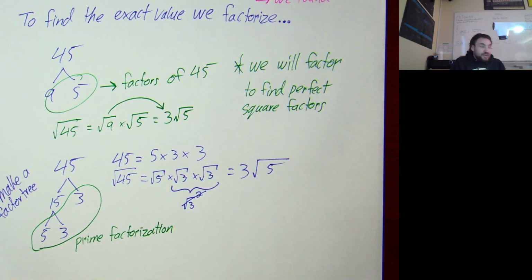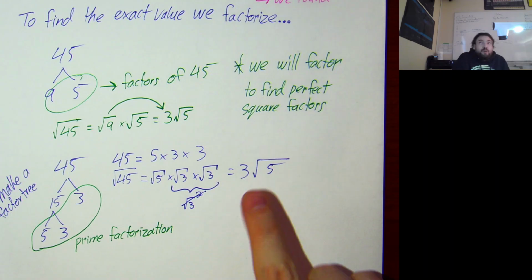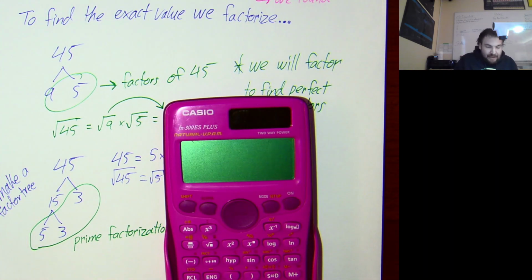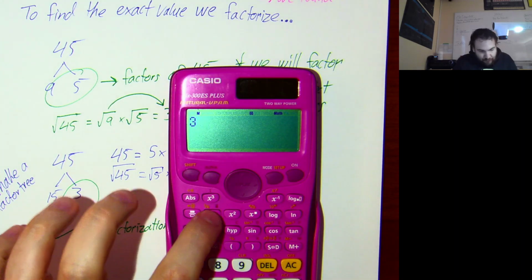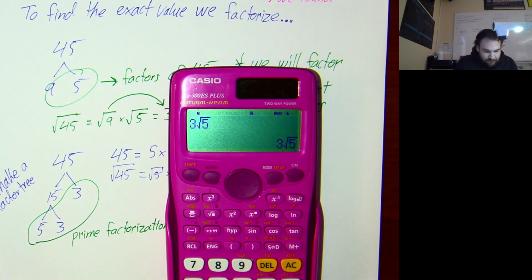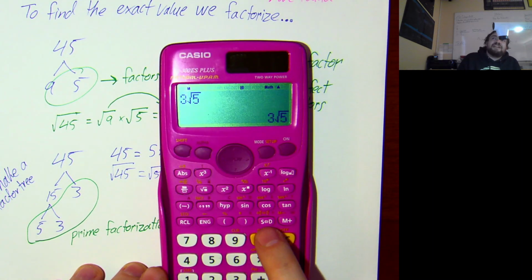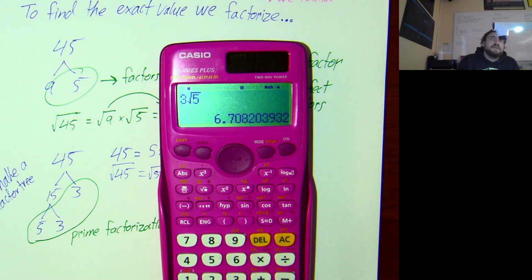No. But if I took 3 root 5 and I shoved it into my calculator, and I just write it as it's written here, there you go. 3 square root 5. And on the Casios, I'm actually going to have to push this SD button, 6.708203932, which is the same thing as if I'd done the square root of 45.